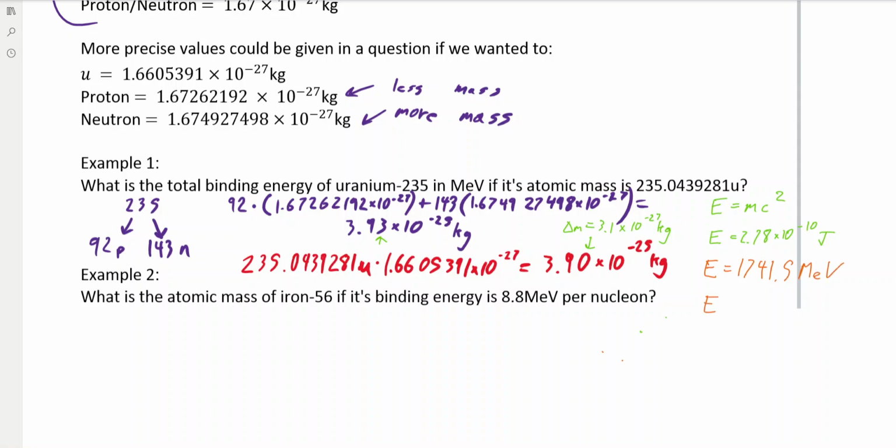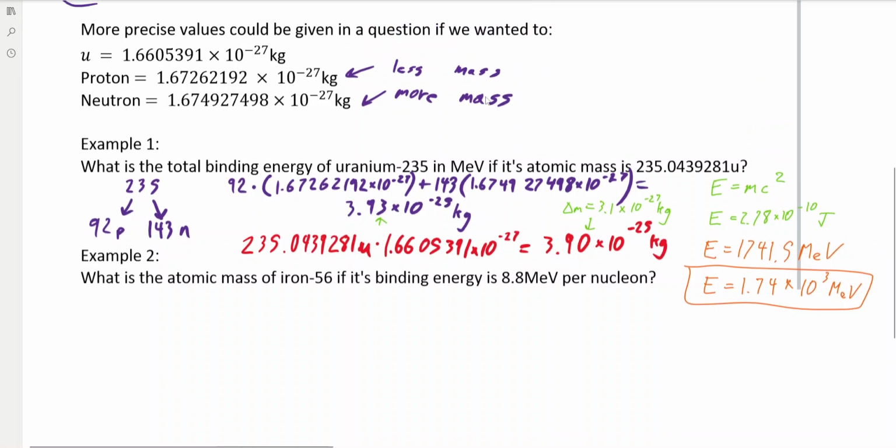So to be more precise, with sig digs, we've got 3 sig digs because of the speed of light having 3 sig digs by the value that we use. So times 10 to the exponent 3 mega electron volts. So there is our final answer.